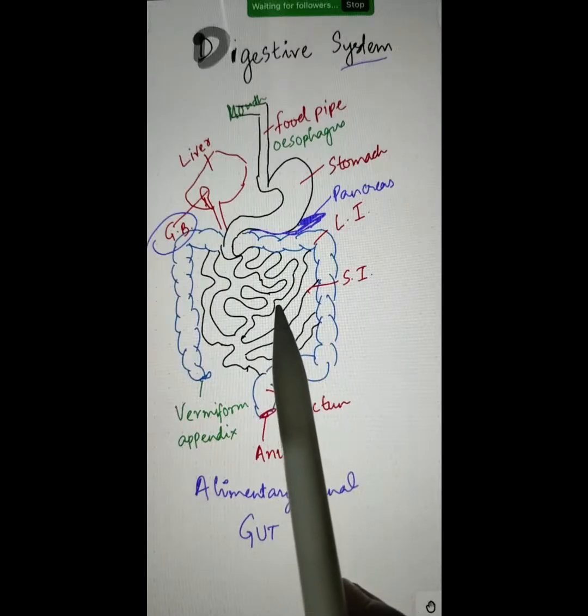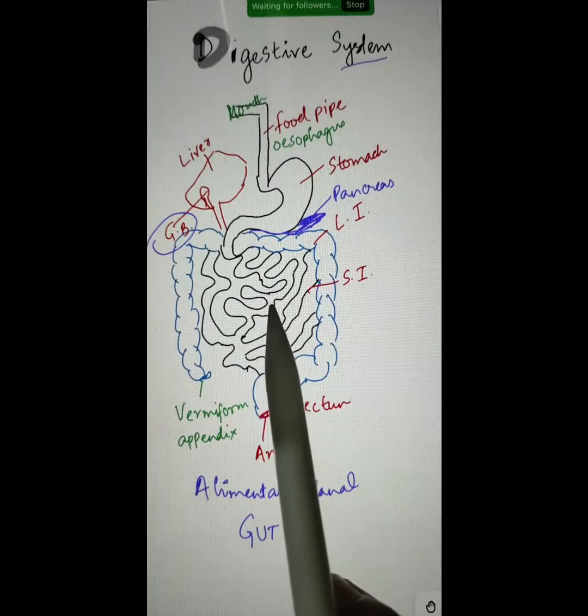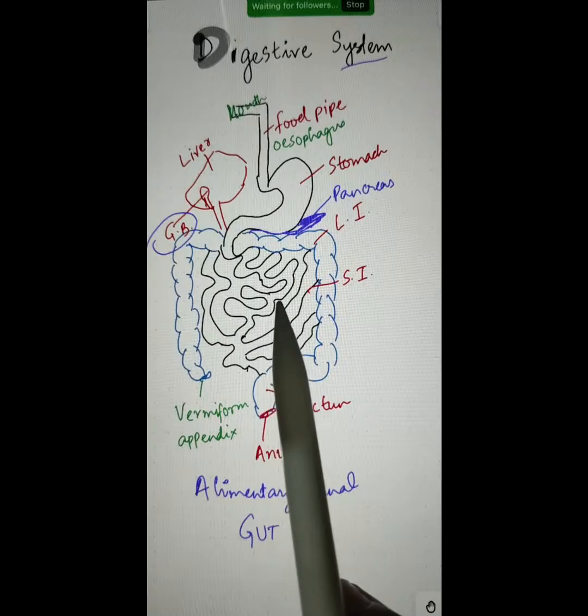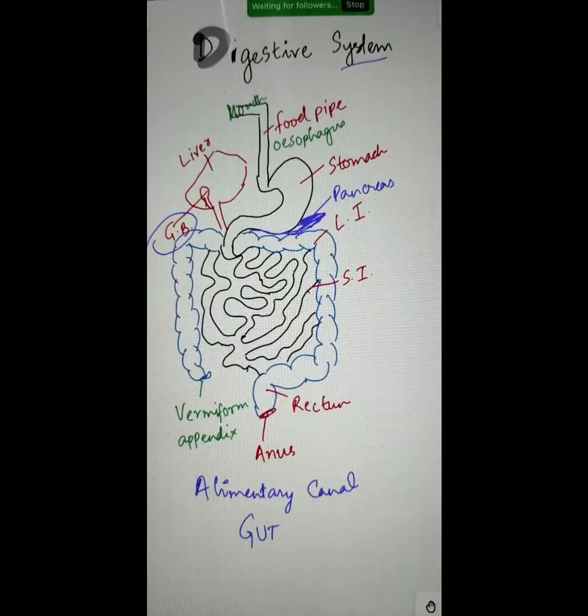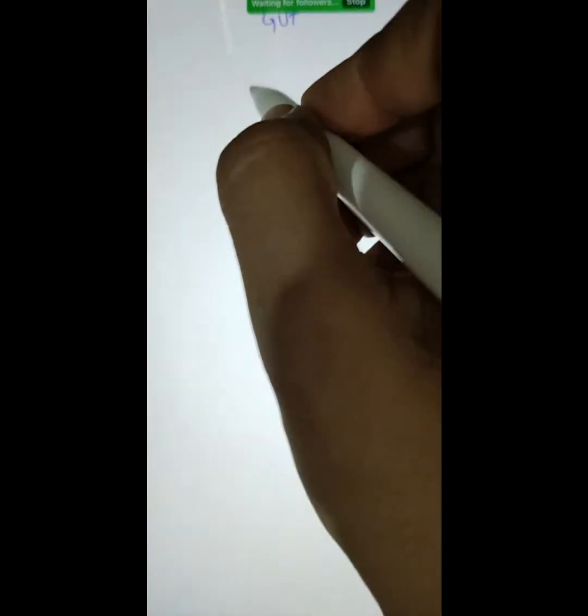Which intestine is longer? Small intestine. Where is the liver located? The liver is located on the right side of the body. Where is the gallbladder located? It is located close to the liver. Where is the pancreas located? The pancreas is located between the stomach and the intestine, on the left side of the body, right? So if you are done with this diagram, now we will look at what happens in the mouth, right?